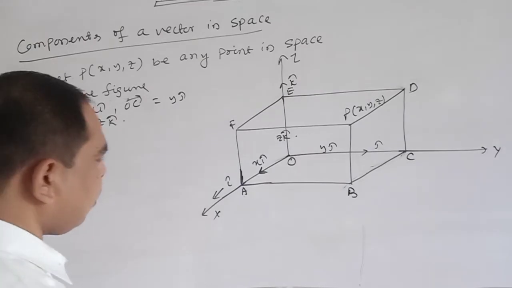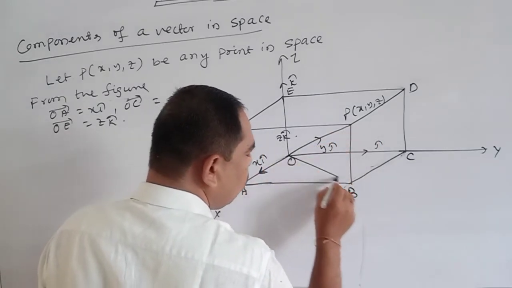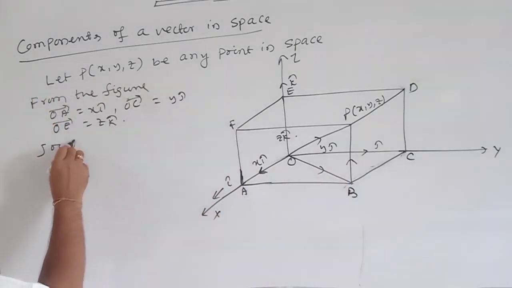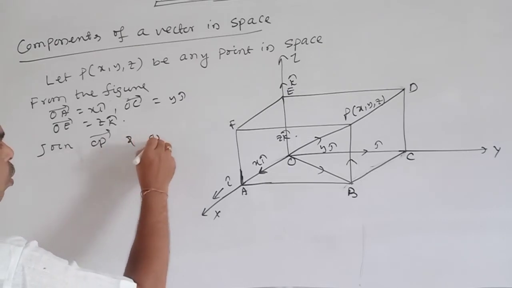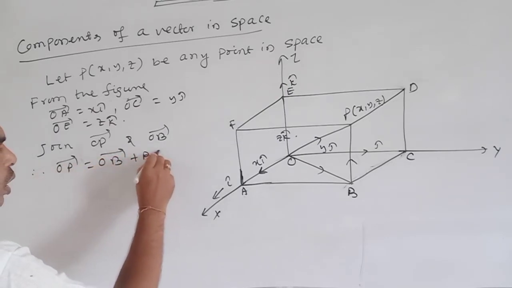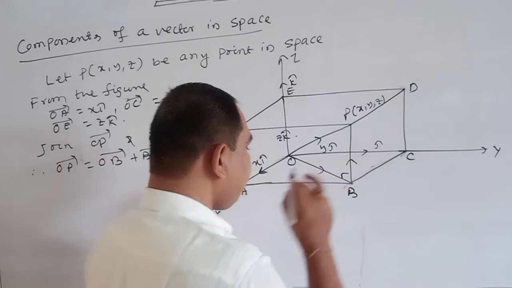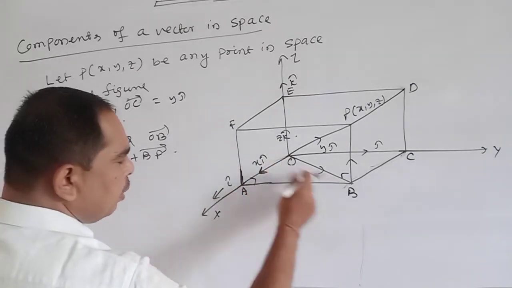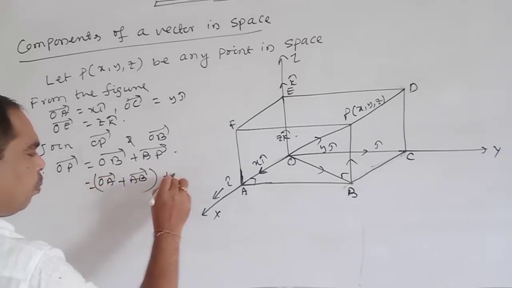So OP vector is equal to OB vector plus BP vector. Join OP and OB. Therefore OP vector is equal to OB vector plus BP vector. Also OB vector means OA vector plus AB vector. This is OB vector plus BP vector.